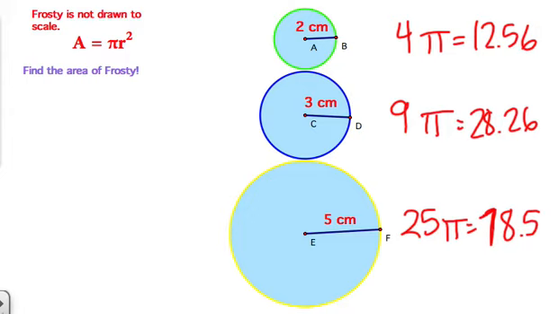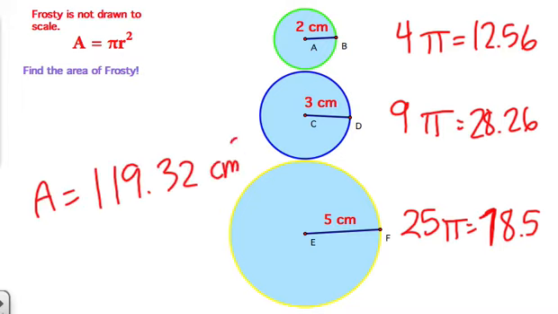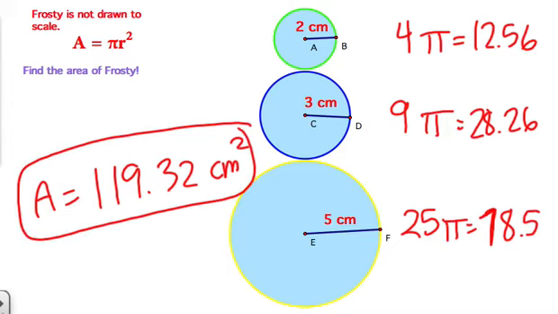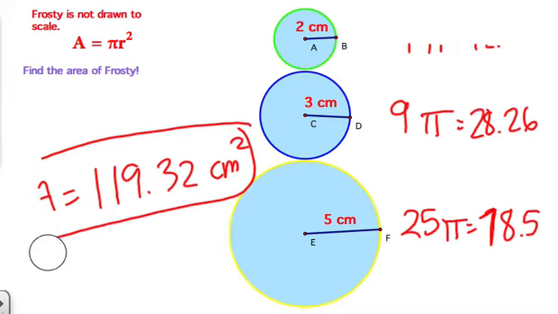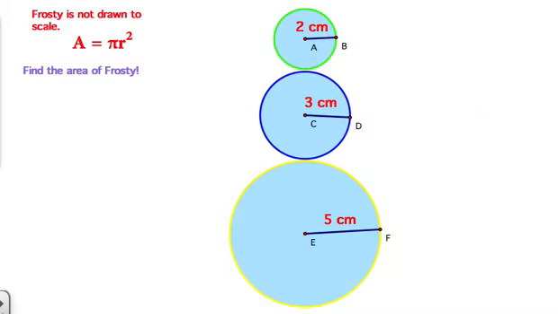Okay? So then you want to add them all together. And like I said, you could just add 4 plus 9 plus 25, which is 38, and just multiply that by pi all at once. And that would also work to total it up. You end up getting a total area of 119.32 square centimeters for good old Frosty there. Okay? So there's our areas. And notice they gave us the radius for all of them, so we were able to use that number. Okay? Remember, if they give you the diameter, all you have to do is half it, because half the diameter is the radius.